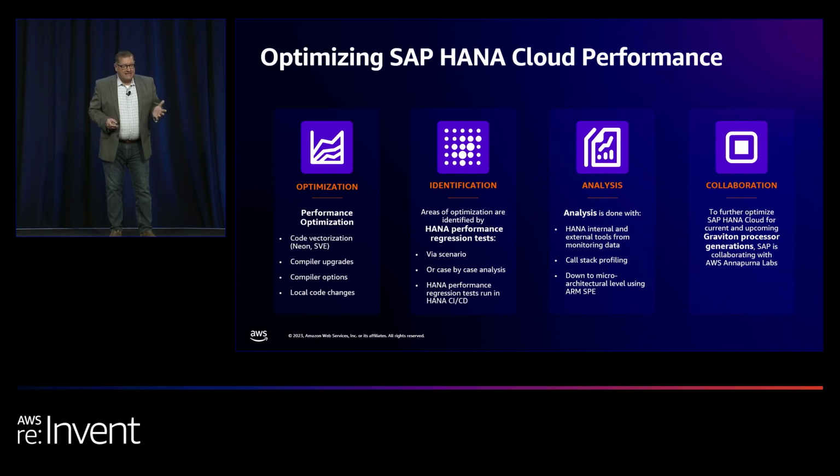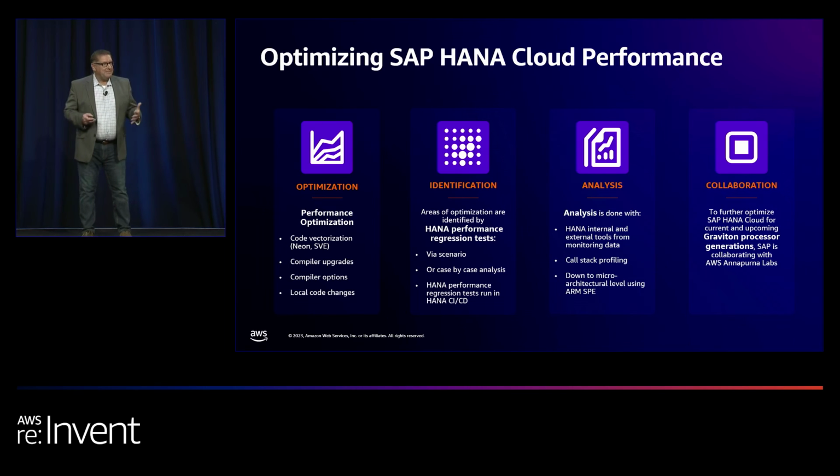From an analysis perspective, the analysis has been done with internal and external tools and monitoring data, call stack profiling, down to the very detailed micro-architectural level using the ARM statistical profiling extension. And of course, we're working very closely and collaborating with the AWS Annapurna Labs to further optimize HANA Cloud for both current and upcoming Graviton processor generations.